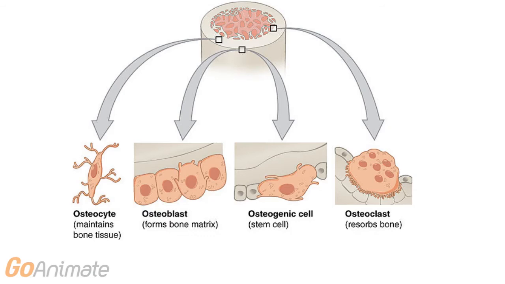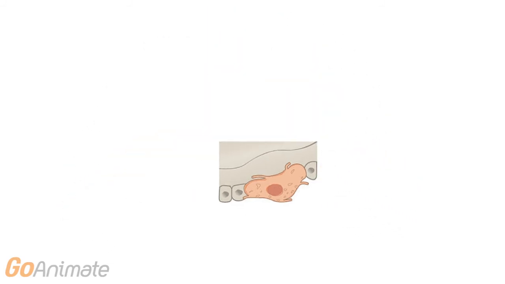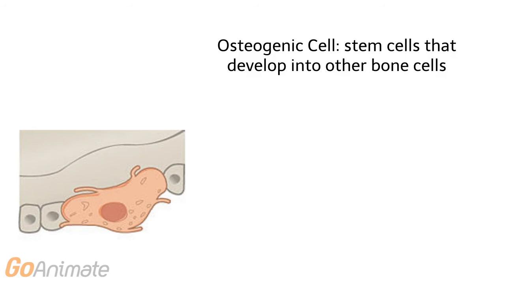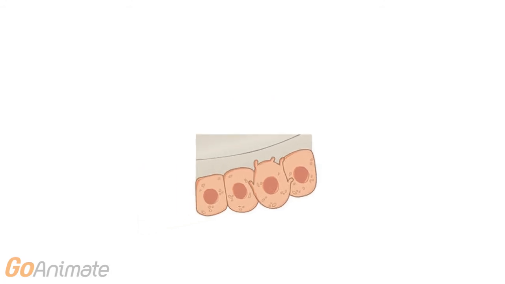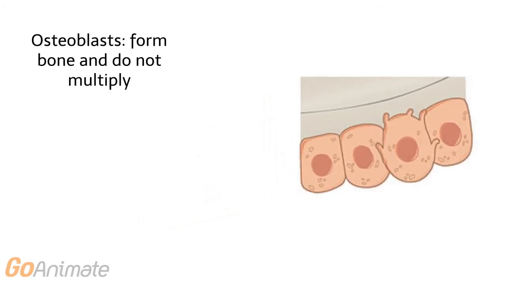Types of bone cells include osteocytes, osteoblasts, osteogenic cells, and osteoclasts. Osteogenic cells are stem cells that can multiply and develop into other bone cells. Osteoblasts are bone-forming cells that do not multiply. New osteoblasts come from osteogenic cells.